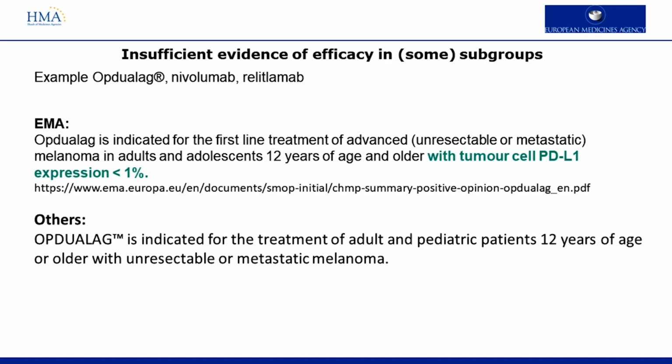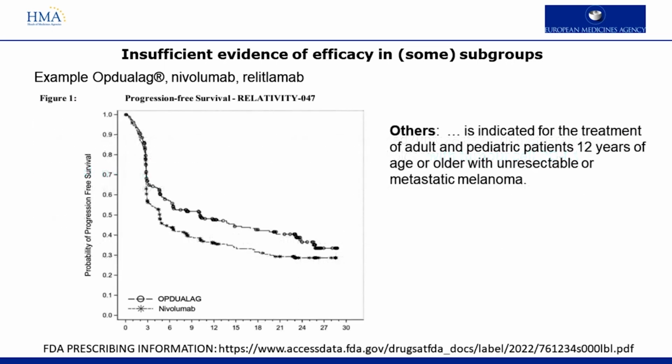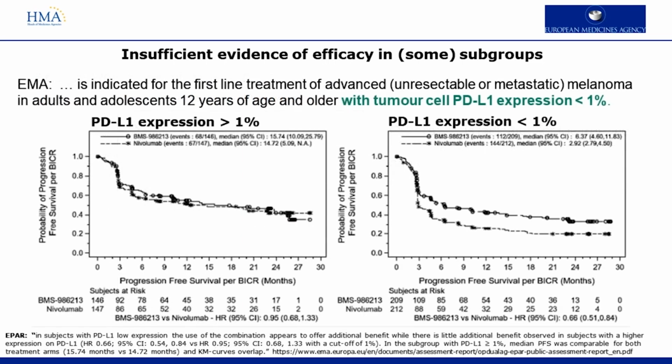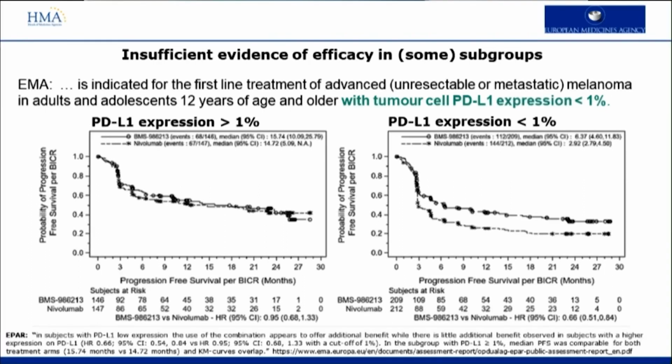Opdualag is a combination of the checkpoint inhibitors nivolumab and relatlimab. And this combination is obviously efficacious for the treatment of melanoma, as seen here in the progression-free survival results for melanoma patients. However, if we look at subgroups defined by the expression of PD-L1, the pharmacological target of nivolumab, a difference between subgroups appears. Therefore, the European indication limits the use of Opdualag to patients with PD-L1 expression in tumor of less than 1%. By the way, different from the US. FDA granted an all-comer unrestricted indication.